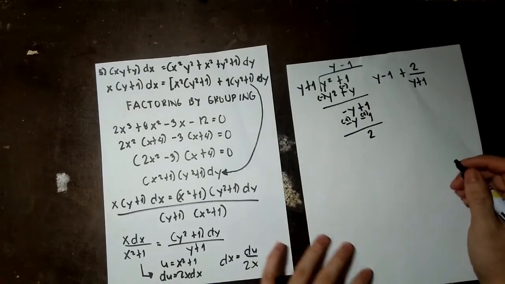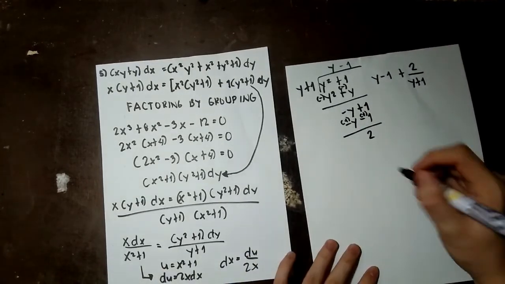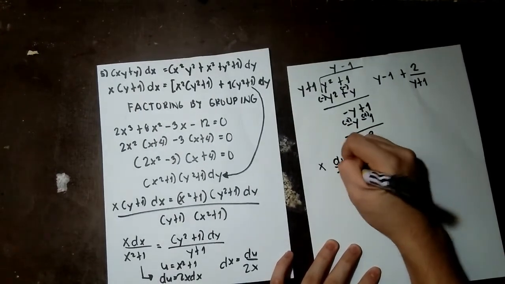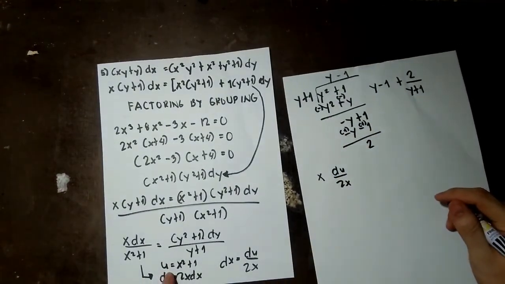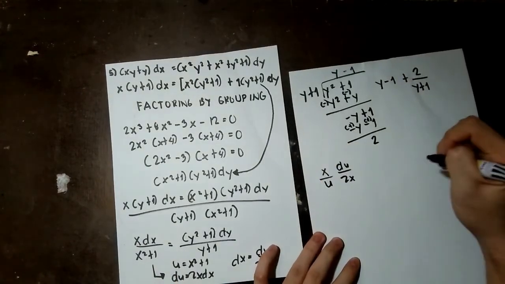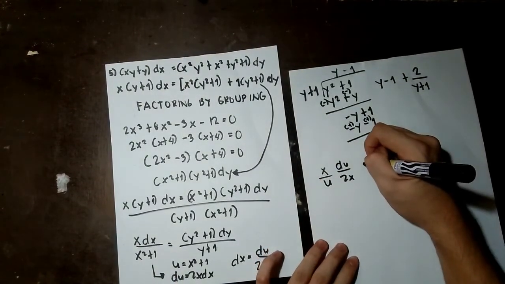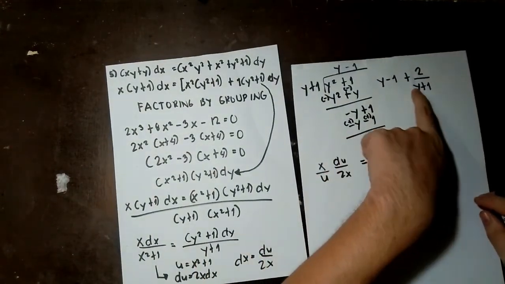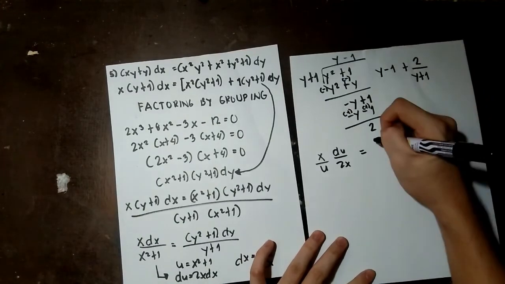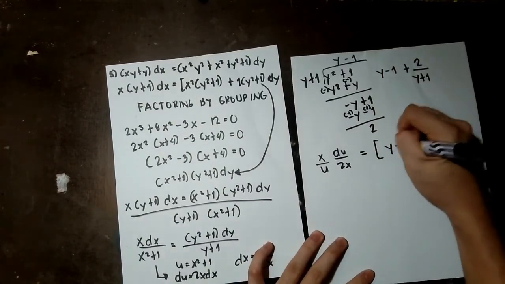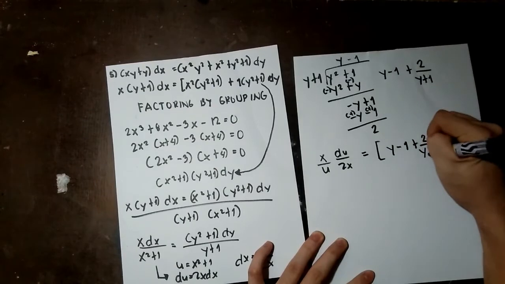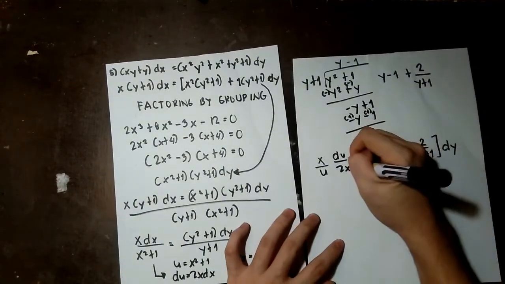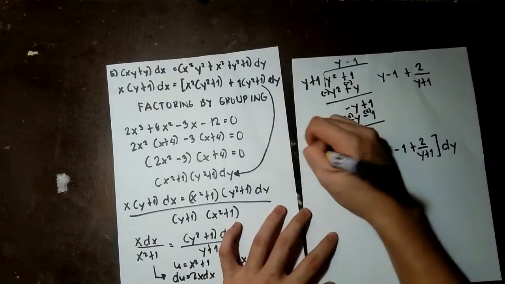So rewrite lang natin yung nakuha natin kanina. So yung dx natin is du over 2x over x squared plus 1, which is u na. So over u is equal to y squared plus 1 divided by y plus 1, which is y minus 1 plus 2 over y plus 1. Then naka dy. So cancel na to. So proceed na tayo sa integration.